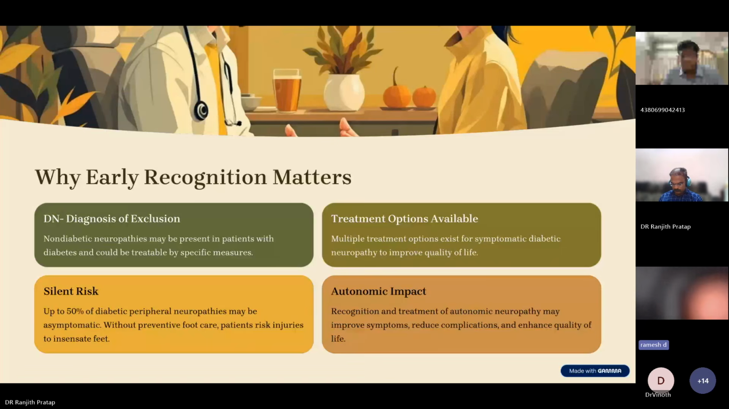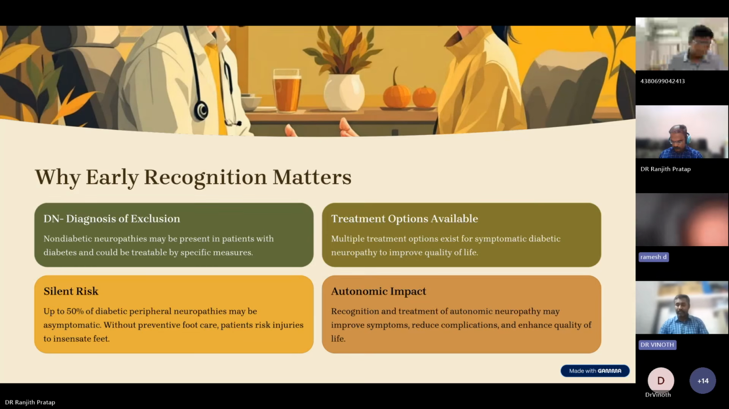So there are a number of treatment options available for the symptomatic management to reduce the lancinating pains and the worsening pains, and also we can improve the quality of life. And the last point is we have to recognize the autonomic component of the neuropathy, and we should manage it to prevent the complications. Next slide, sir.